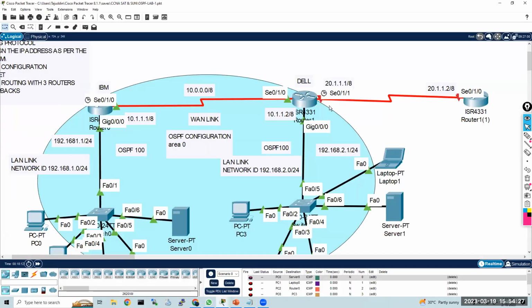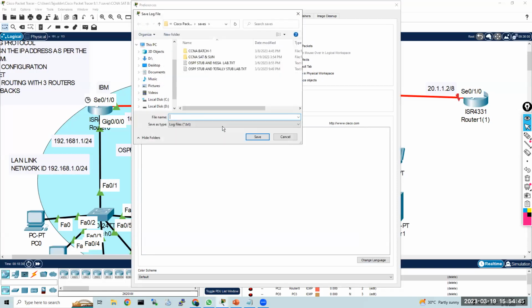This is the one single area. We will take this again. This router, I'll put in a different area now. I will save this one. Let me send you these files first, because you will get this. Let me export these files.